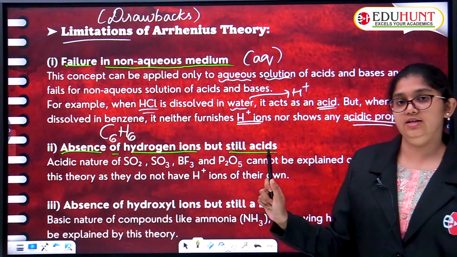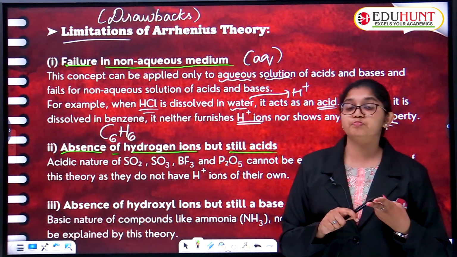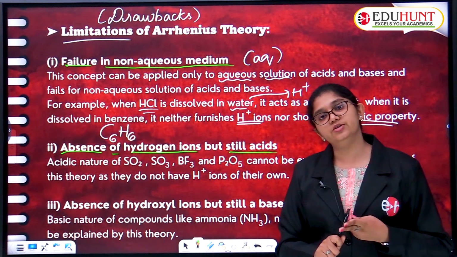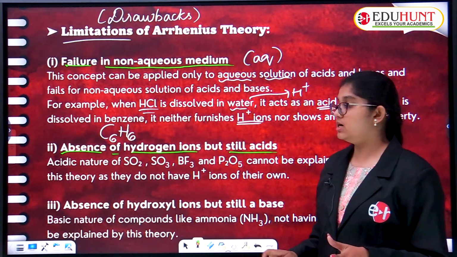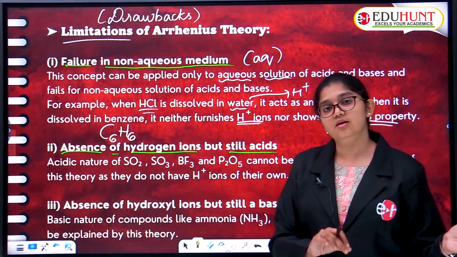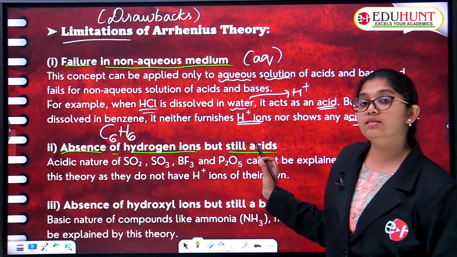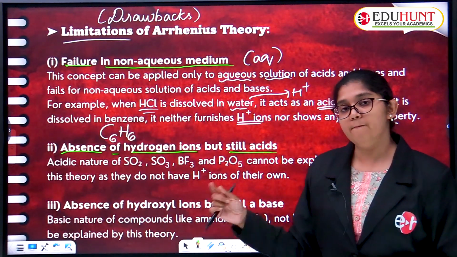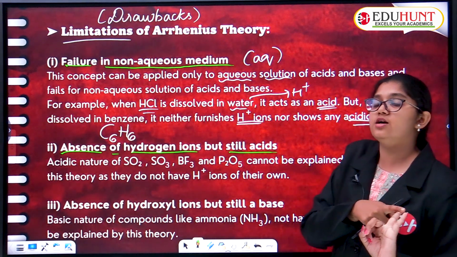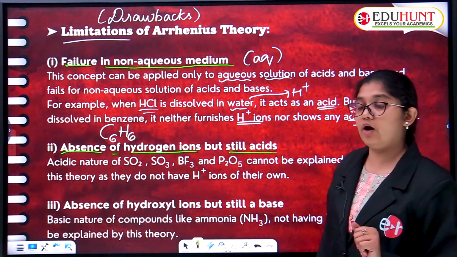Children, Arrhenius said that an acid, by definition, should contain a hydrogen atom and should give H plus ions. These are the two key points. But there are some acids that contain neither hydrogen atoms nor hydrogen ions, yet are still acids. According to Arrhenius, an acid must contain hydrogen and liberate H plus ions, but these acids do not contain both. We'll see what they are.